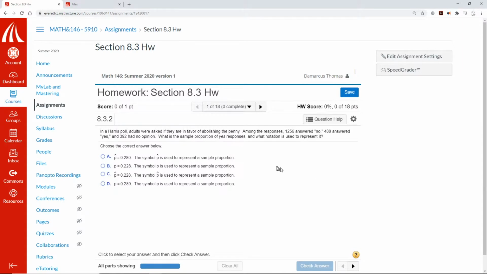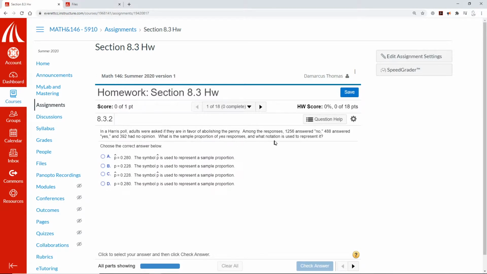Here's a question. In a Harris poll, adults were asked if they are in favor of abolishing the penny. Among the responses, 1,256 answered no, 488 answered yes, and 392 had no opinion. What is the sample proportion of yes responses, and what notation is used to represent it? So we know since it's a sample response, it's going to be p hat. So the answer is between A and C.